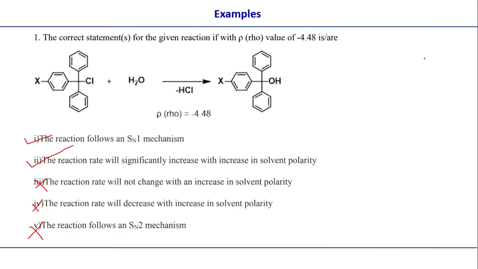This rho value being negative shows that the X group is an electron releasing group. So an electron releasing group is stabilizing the carbocation, as we have discussed earlier, right? So this is a stable intermediate also. That's why it's favoring the SN1 mechanism.